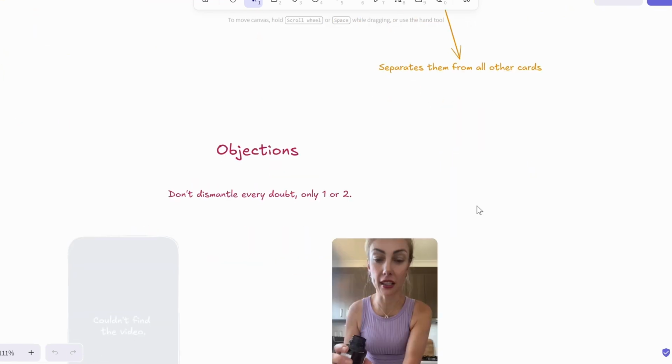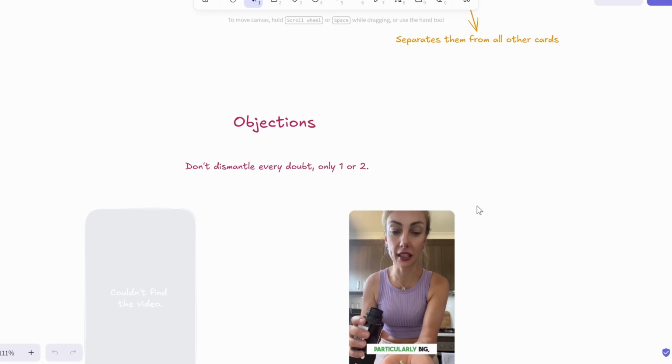Moving on. Out of everything I analyzed, objection handling was the layer that showed up the least.